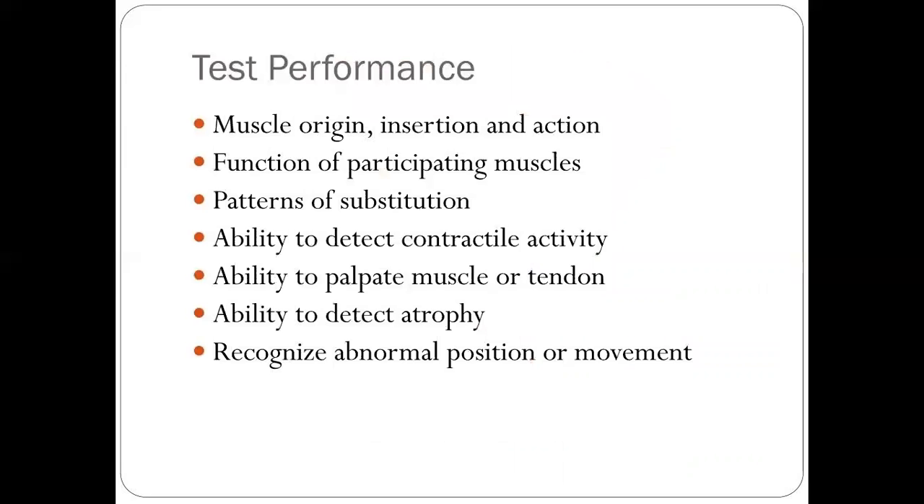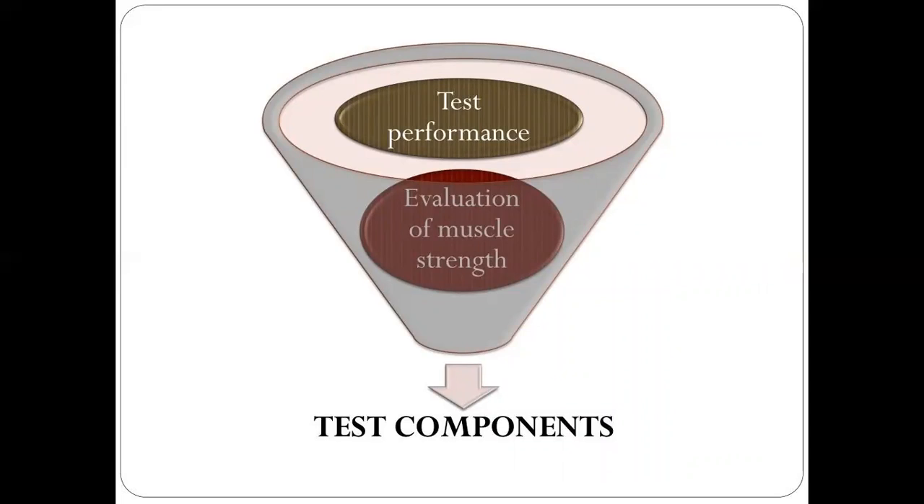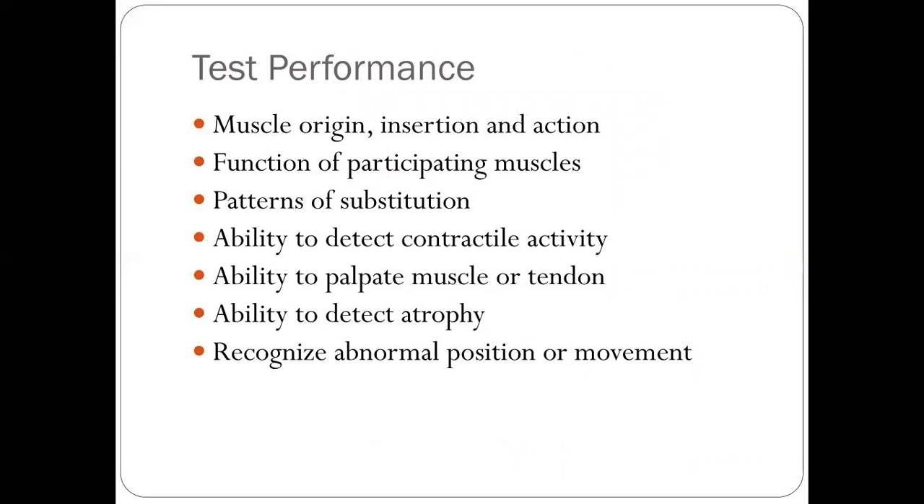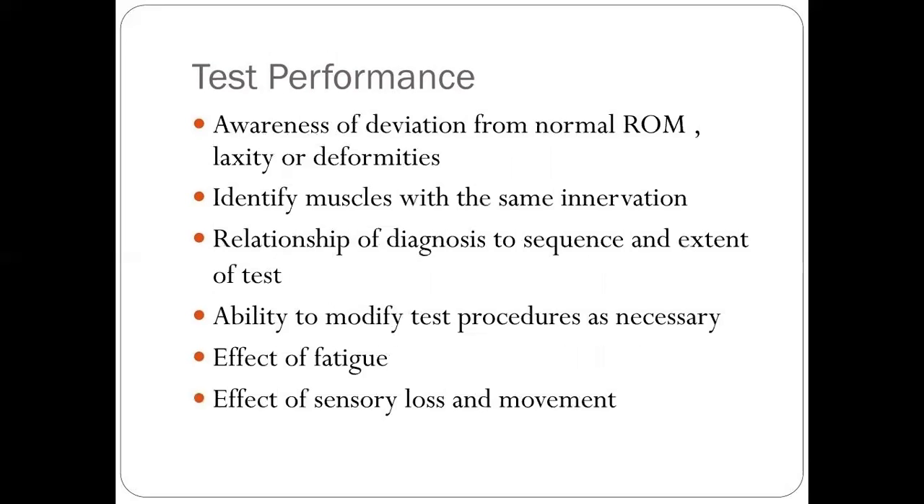The main components of the test are test performance and evaluation of muscle strength. Then test performance includes muscle origin, insertion and action, function of participant muscle, pattern of substitution, ability to detect contractile activity, ability to palpate muscle or tendon, ability to detect atrophy, and recognition of abnormal position or movement.